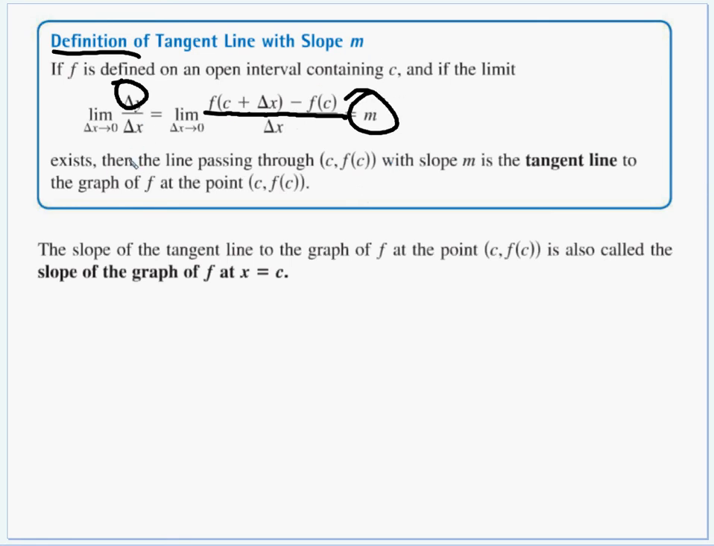So provided that that exists, then the line passing through that point with the slope m is the tangent line to the graph of function f at that point. The slope of the tangent line to the graph of function f at that point is also called the slope of the graph of f at x equals c.